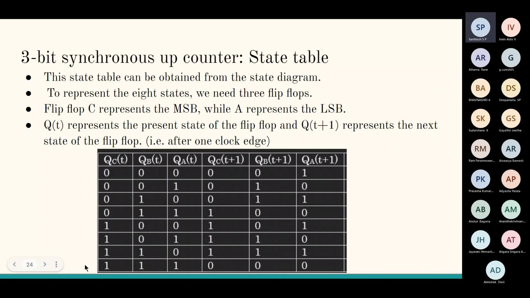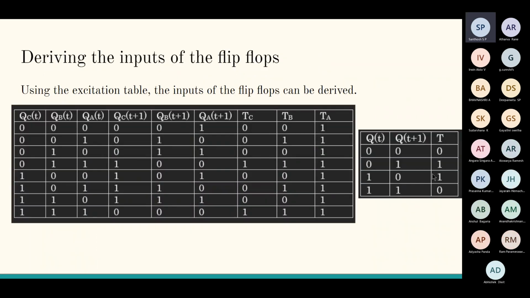Now, if we have a look at the last row, if the present state is 1 1 1, that is the final state. After 1 1 1, in the next state, the system gets reset. So if the present state is 1 1 1, the next state is 0 0 0, because after counting up to 1 1 1, it goes back to 0 again. So this is the state table. I hope everyone is clear with this. Okay, so now let's move on to the next step in realizing this circuit.